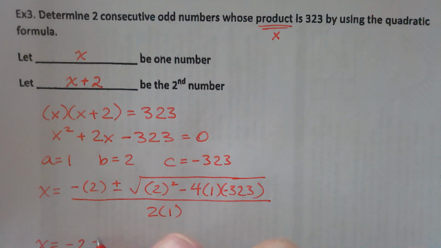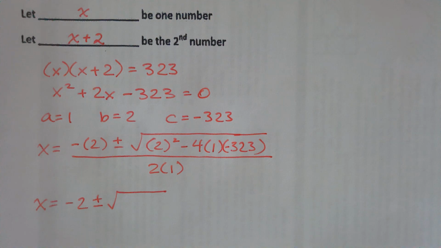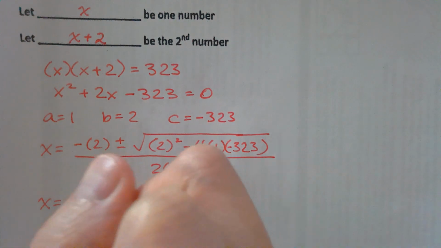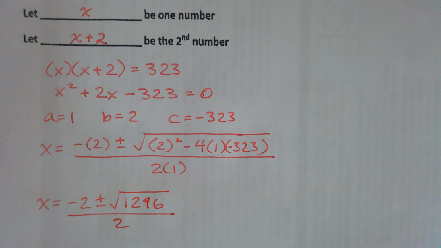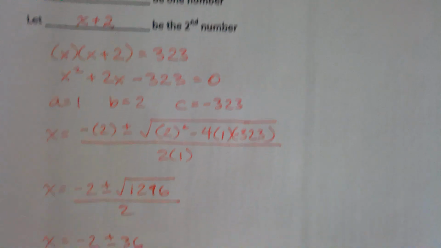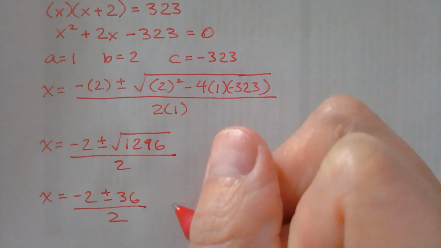Alright, so negative 2 plus or minus root. By the way, I found my calculator. Mr. Bogina took it. So 4 plus 4 times 323, 1,296, all over 2. When you square root that, you get 36. So x equals negative 2 plus or minus 36 over 2. I can do my 2 answers now.